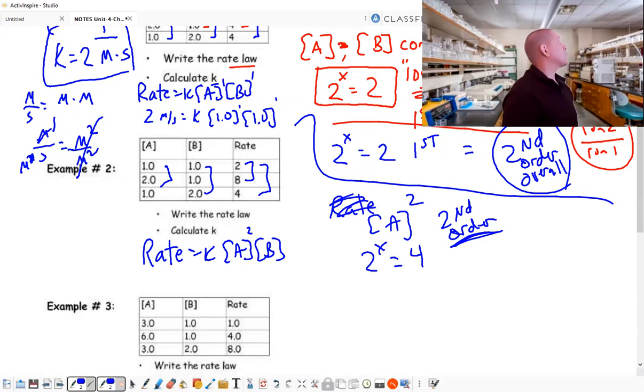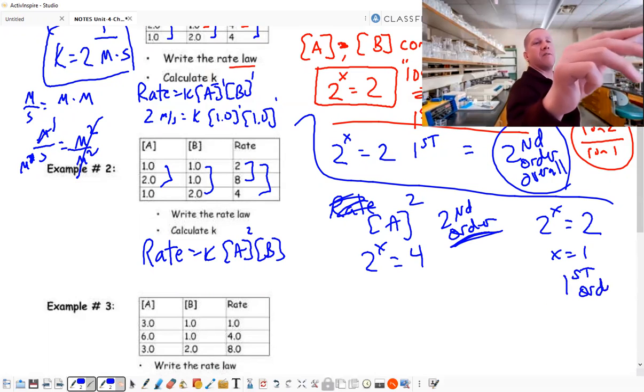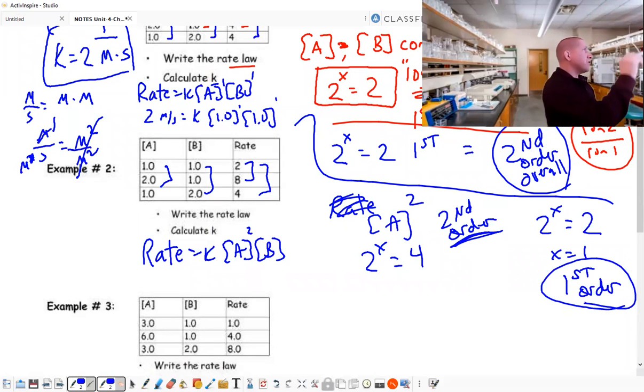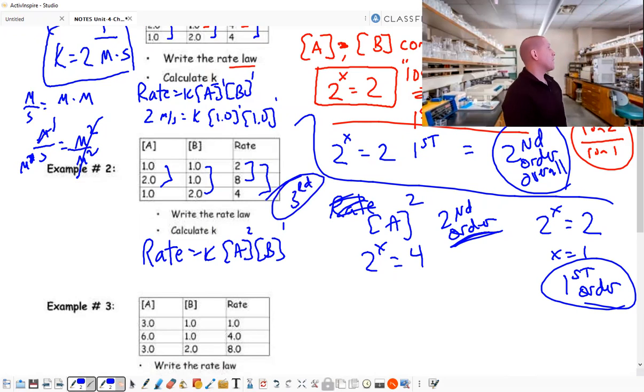2 trials where a is not changing now. So the first and the third one, b is doubling. 2 to what power equals, and the rate is going from 2 to 4, also doubling. So once again, we now have the order. So it's first order with respect to b, and third order overall. So again, you just add the exponents.